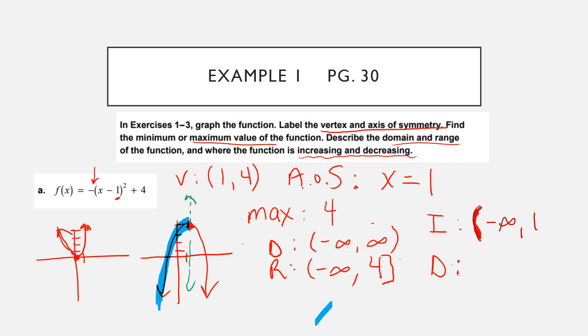Okay, that's a parenthesis, to 1. Also a parenthesis though, because at 1, it's not increasing anymore. When it gets to 1, it's stopped. And then it's going to start decreasing.